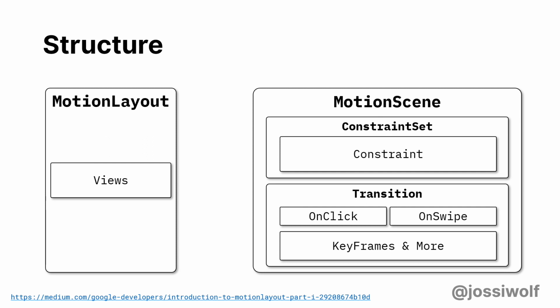With MotionLayout, there are two really crucial components. The motion layout itself, obviously, and the motion scene. So, motion layout, you define it in your layout, and it contains all the views that you want to animate. Very important thing to note at the beginning is motion layout can only animate its direct children.